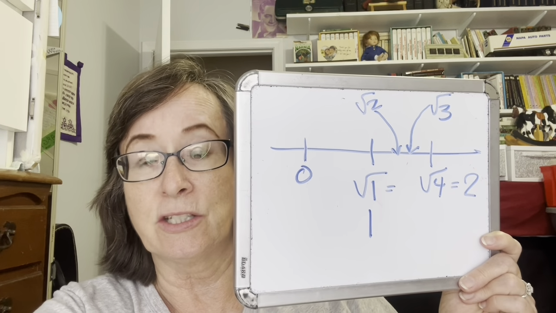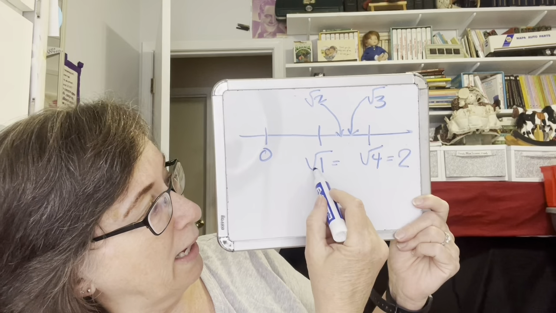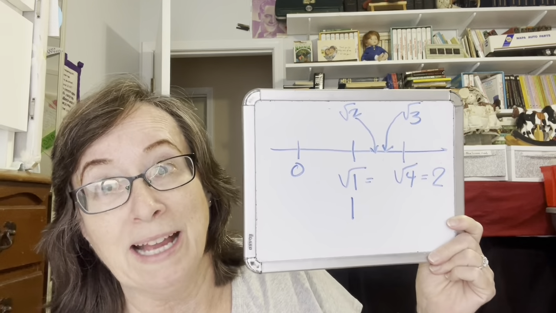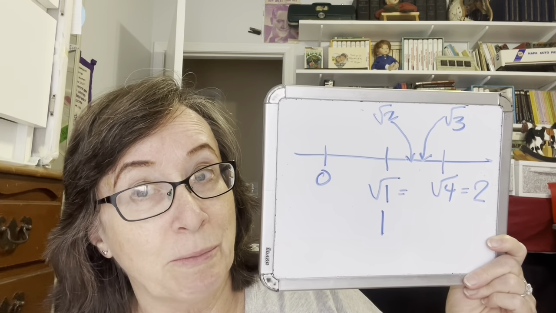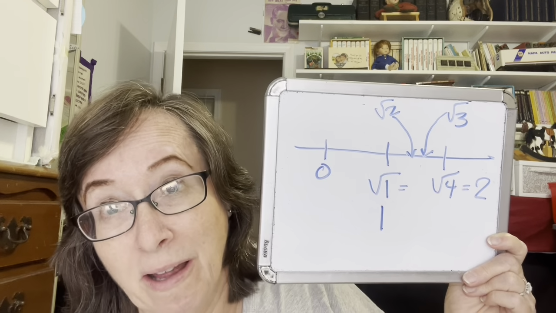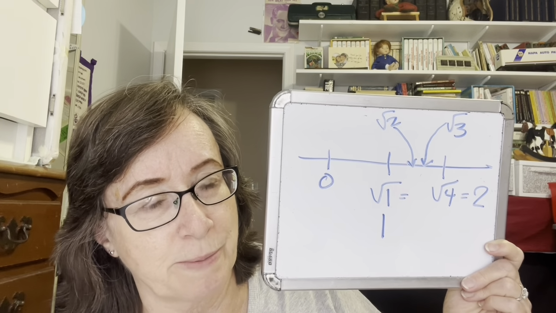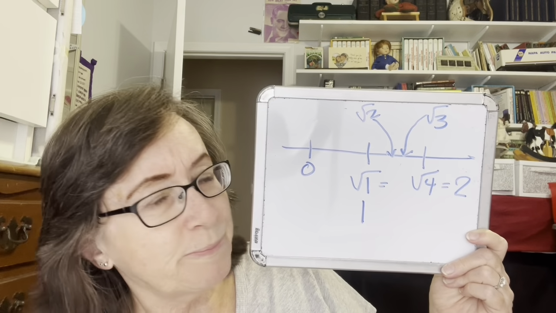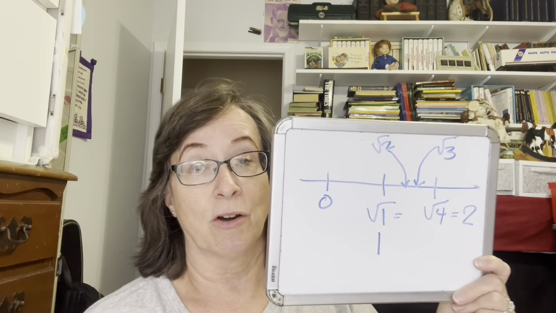But some square roots are rational. The square root of 1 and the square root of 4 are rational numbers because 4 can be written as a fraction, and so can 1. Okay, all integers are rational numbers. However, square root of 2 and square root of 3 are not rational numbers.